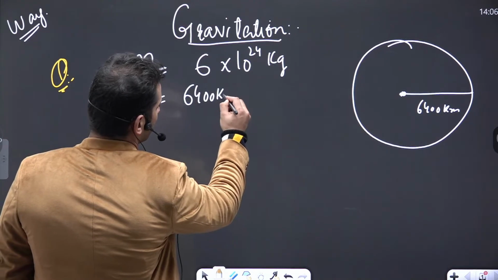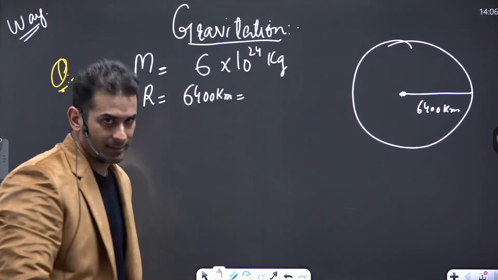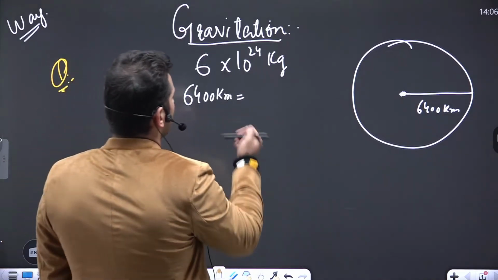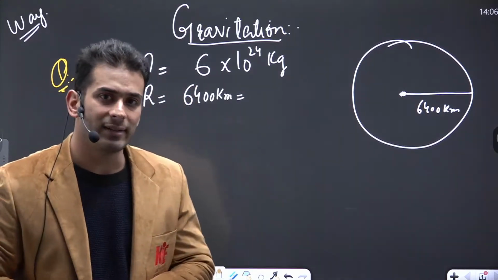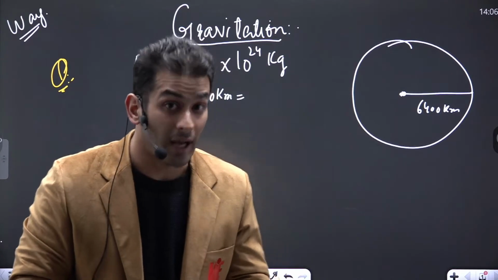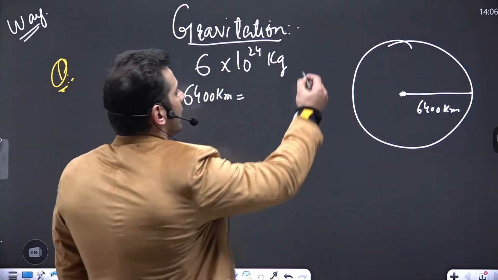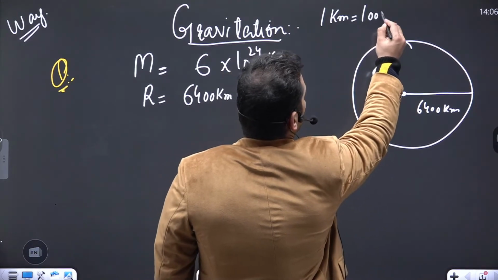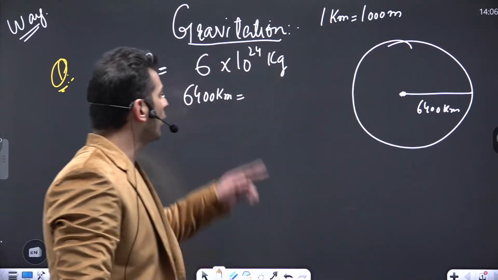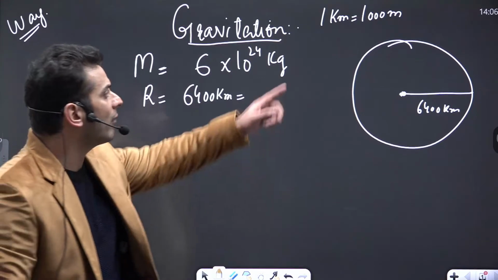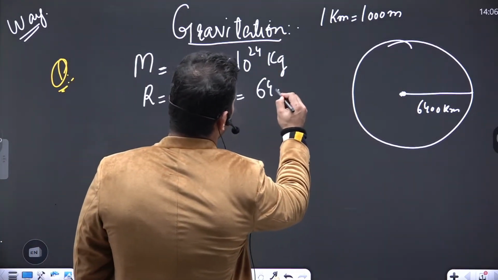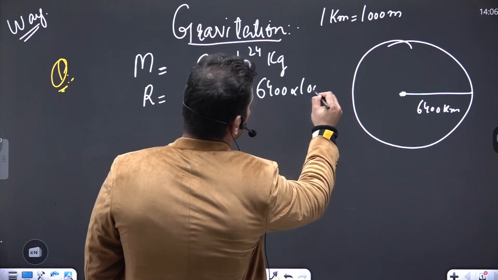6400 kilometer. We will convert it into meters. Right, beta? When you convert 1 kilometer into meter, you have to multiply by 1000. How many meters are there in 1 kilometer? There are 1000 meters in 1 kilometer. So you are converting kilometer into meter, so you have to multiply by 1000. Okay, beta? This will be 6400 into 1000.